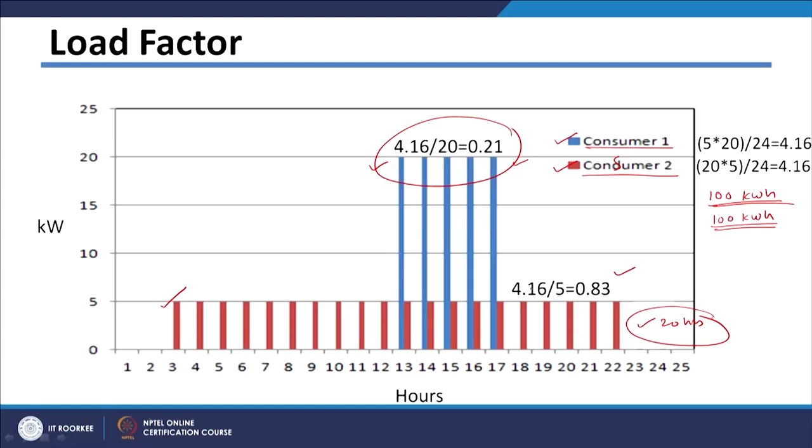If you calculate the load factor for this, this is the average demand of the consumer, and the maximum demand of the consumer is 5 kilowatt. So 4.16 divided by 5 will give me the load factor of this consumer, and the load factor of this consumer, if you observe, is 0.21. So from the utility point of view, consumers who have a flat kind of load curve are better.